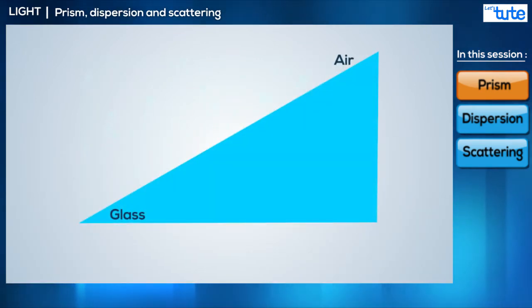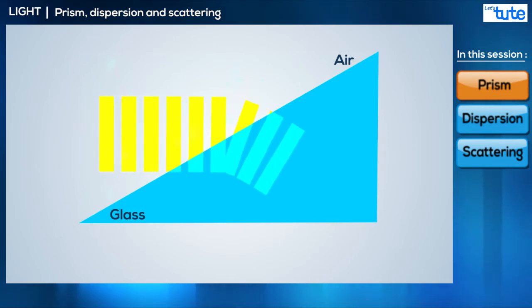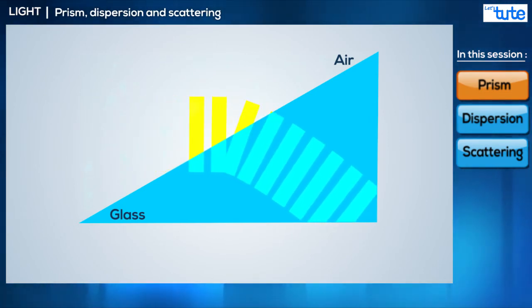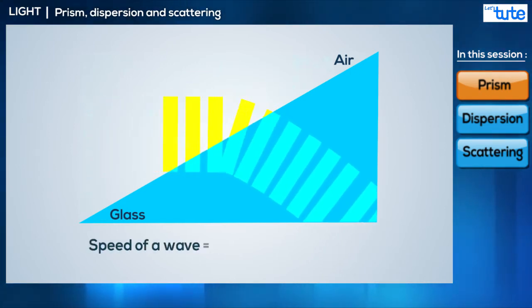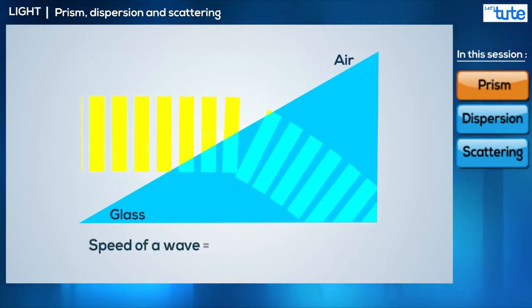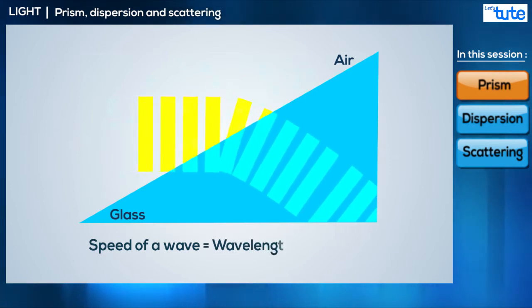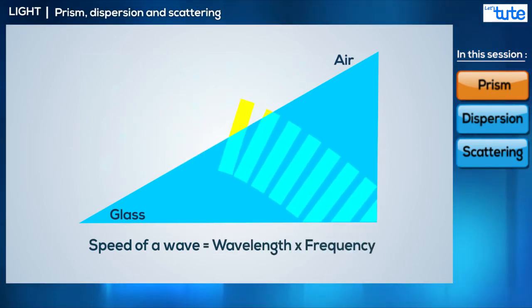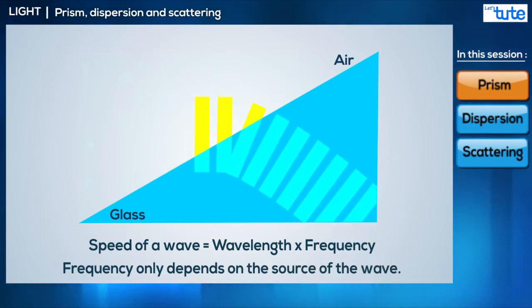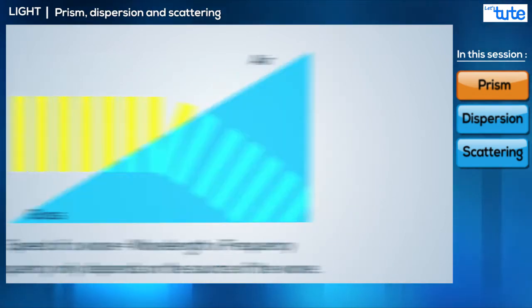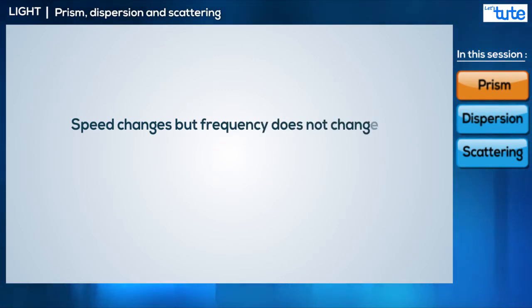We know that light will slow down inside glass, and we also know that light is a wave. So what is the speed of a wave? The speed of any wave is the product of its frequency and its wavelength. Notably for waves, the frequency only depends on the source of the wave. So for light, the frequency does not change when going from air to glass.